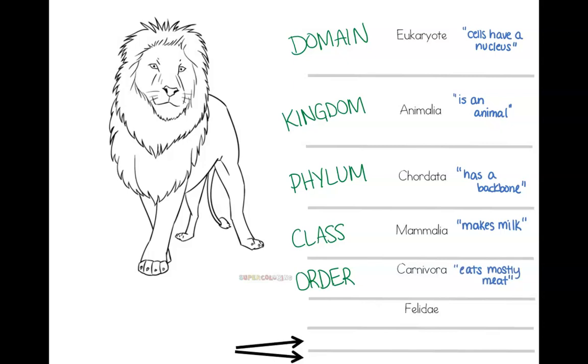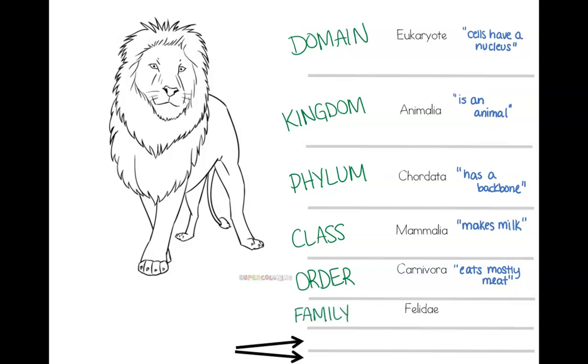So, what you're going to notice as we go down with each one of these levels of classification is that what the name means gets more specific, just like all of the different levels of classification. We started off with any living thing with cells having a nucleus. Then we move to specifically an animal, more specifically animals with backbones, more specifically animals with backbones that make milk, and now we are talking about an animal that has a backbone, makes milk, and eats mostly meat. So, let's keep going.